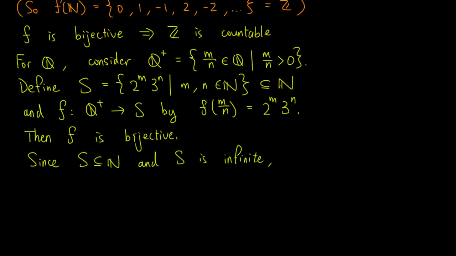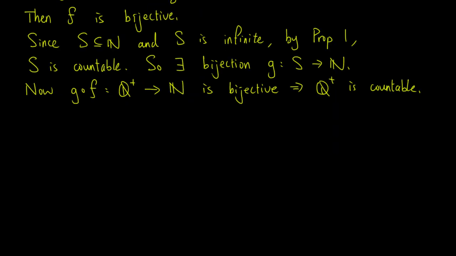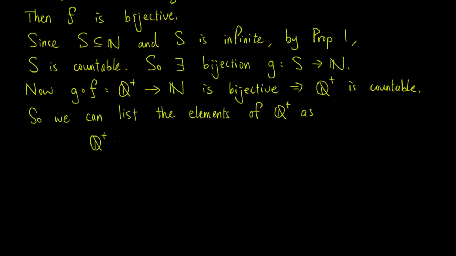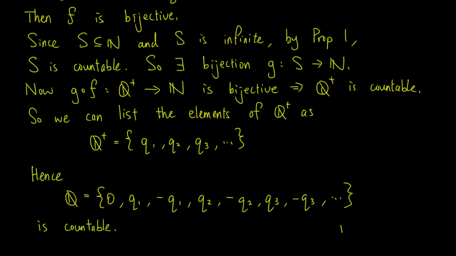Since S is a subset of the positive integers, and S is infinite, by the first proposition, S is a countable set, so there exists a bijection g from S to the positive integers. Now g composed with f is a function from the positive rational numbers to the positive integers, where f and g are both bijective. So g composed with f is also bijective, which implies that the positive rational numbers are countable. So we can list the elements of the positive rational numbers as Q1, Q2, Q3, and so on. Hence, the rational numbers can be listed as 0, Q1, negative Q1, Q2, negative Q2, Q3, negative Q3, and so on. So the rational numbers are countable.